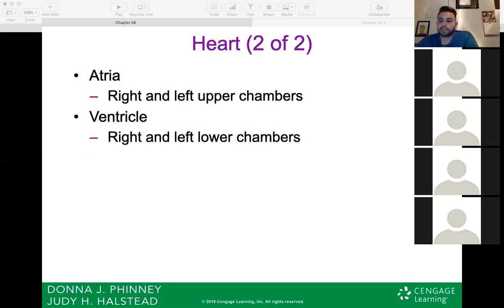So there's a wall that divides the heart into left and right halves, and each half has an upper and lower chamber. So there are essentially four divisions in the heart. The upper chambers are called the atria, sometimes called the auricles, and the lower chambers are called the ventricles. And remember, both the atria and the ventricles have both left and right chambers.